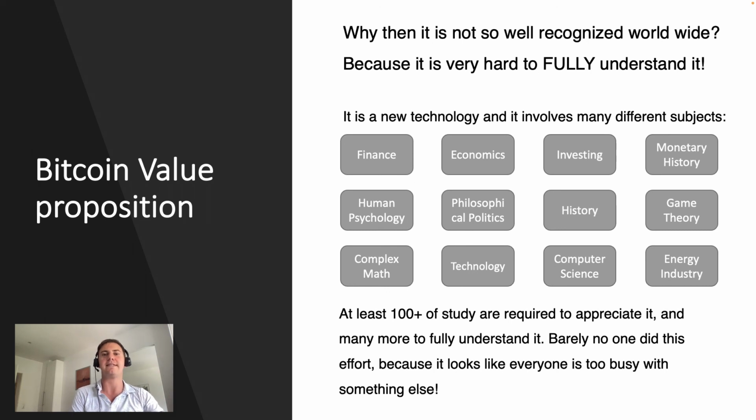It contains finance, economics, investing, monetary history, human psychology, philosophical politics, history, game theory, complex math, technology, computer science, energy industry. In order to fully understand Bitcoin, a person needs to acquire knowledge in each of these fields. And at least 100 hours of study are required to appreciate it, and many more to fully understand it. So it's very hard and very complex.